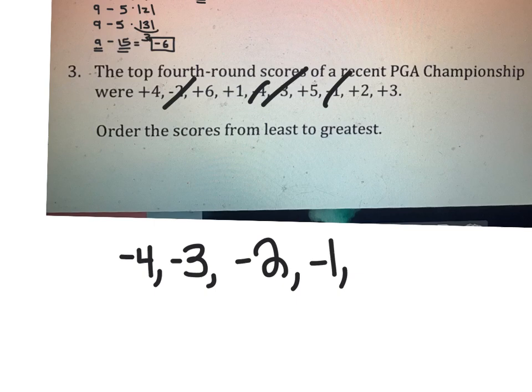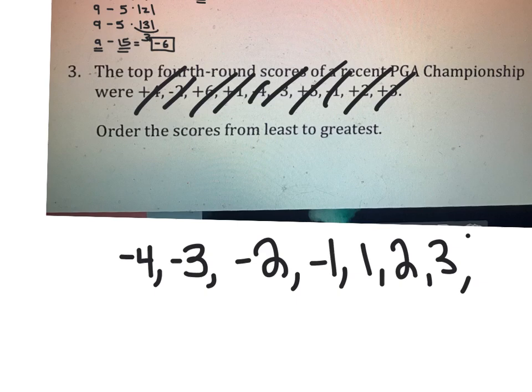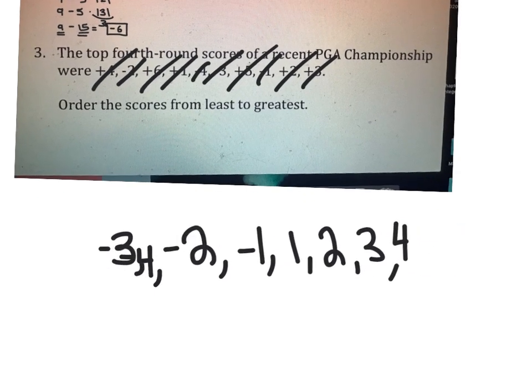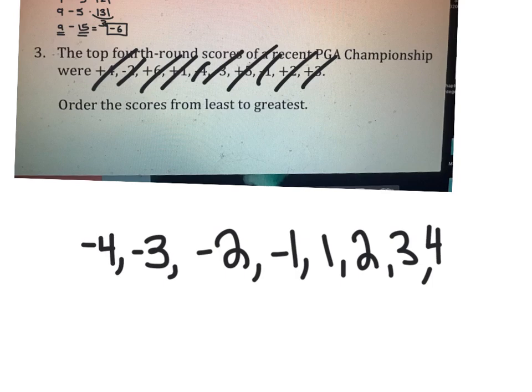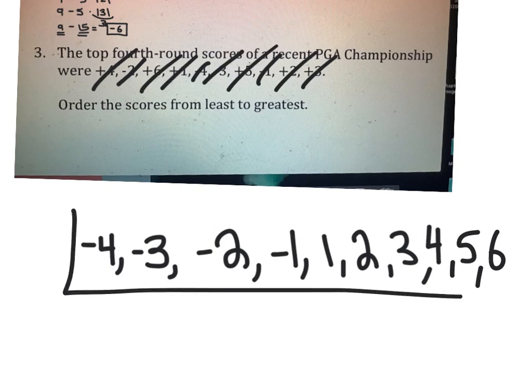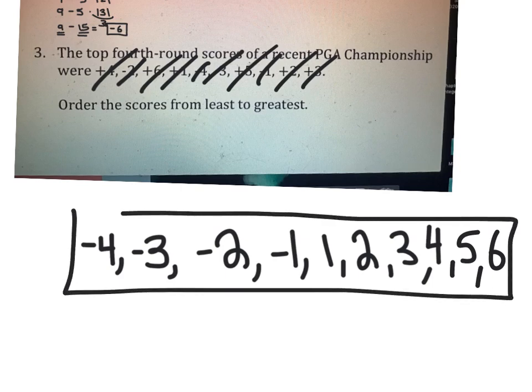Okay, now I have my positives. Positives are very easy to order from least to greatest. I've got positive 1, positive 2, positive 3, positive 4, positive 5, positive 6. So 1, 2, 3, 4, 5, and 6. So that would be my ordered list of numbers from least to greatest.